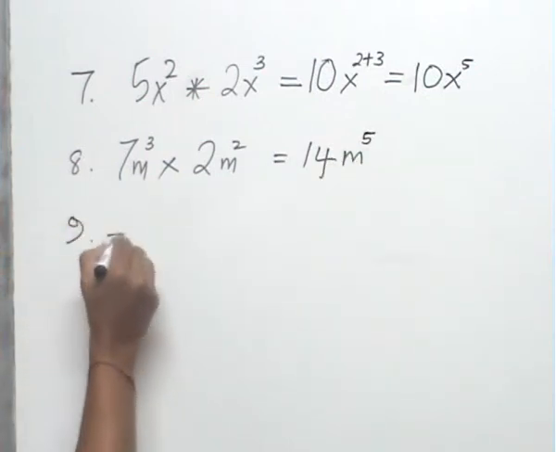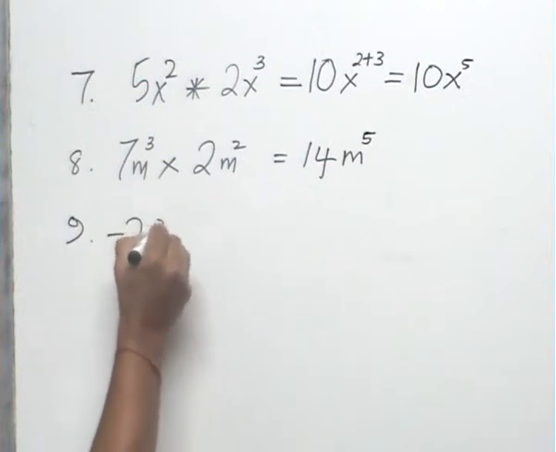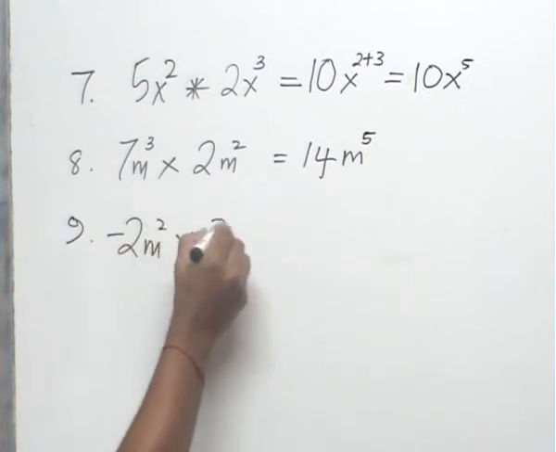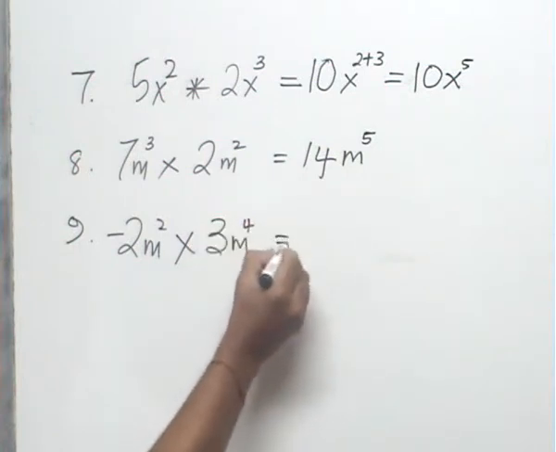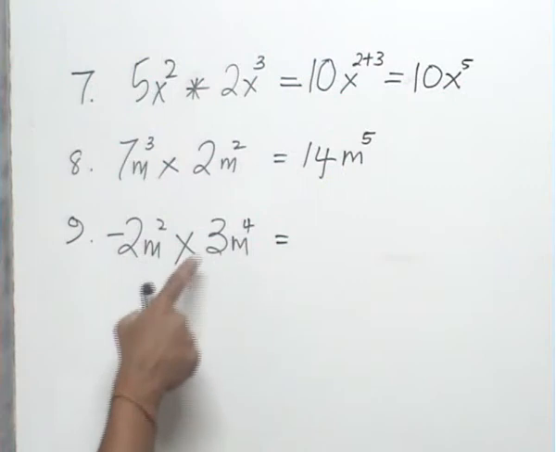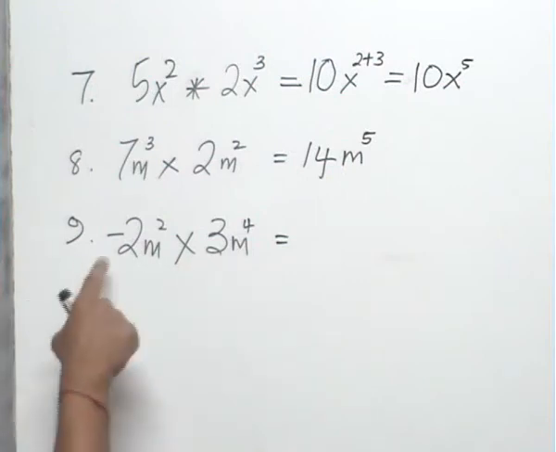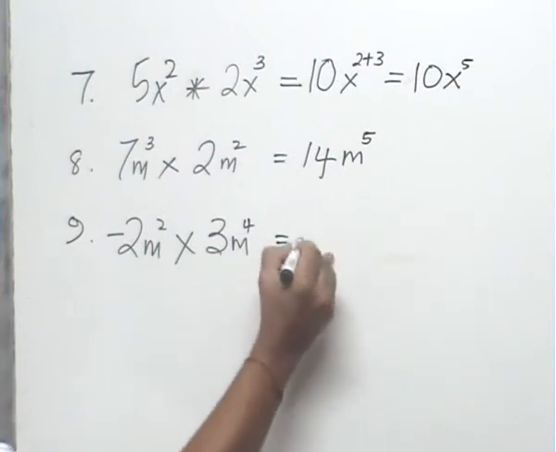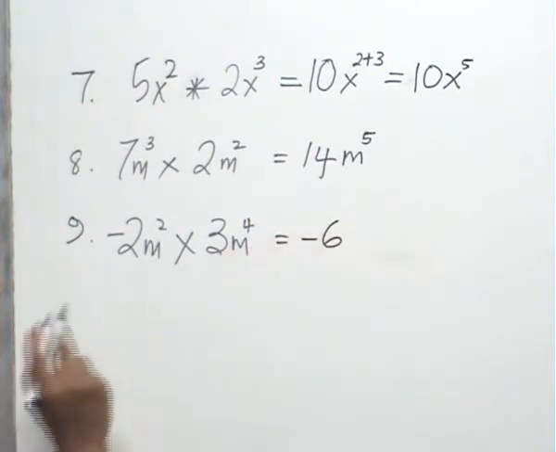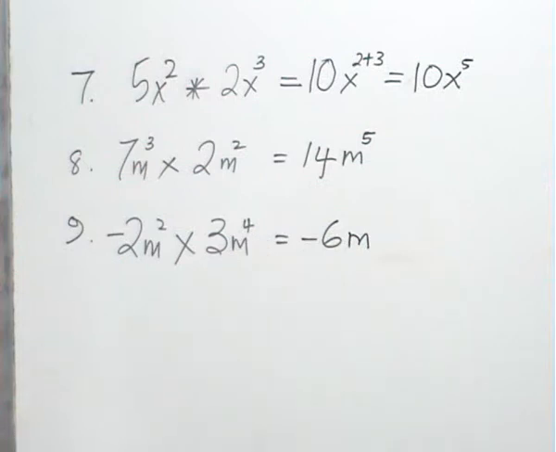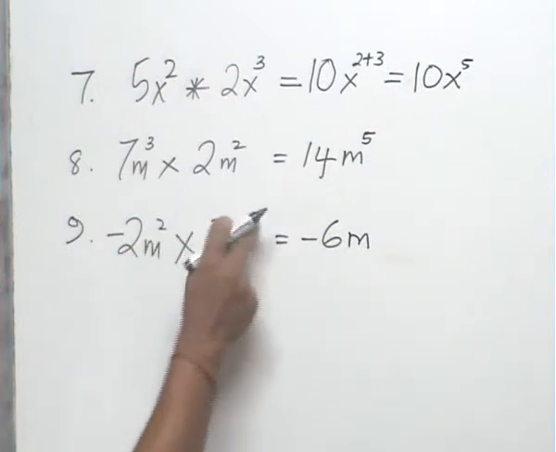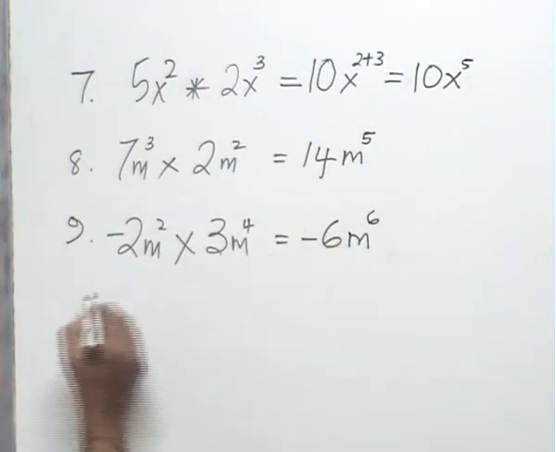Number 9, now be careful: minus 2m squared times 3m to the 4. Now you've got a minus 2 times 3. So remember your integer rules. Minus 2 times 3 will give you minus 6. And then for the powers, write down the common base m and add the indices 4 plus 2, 6.